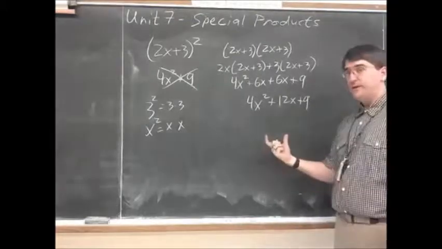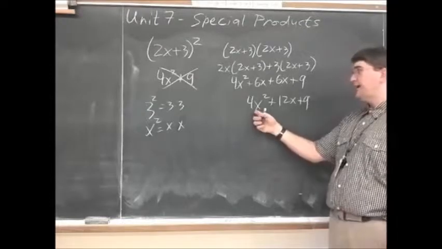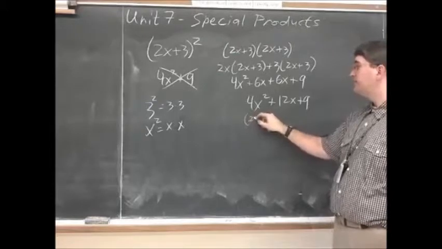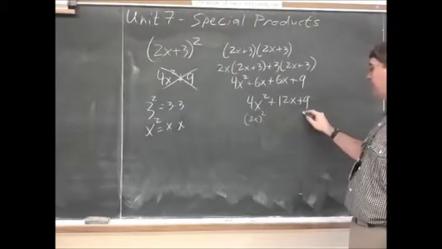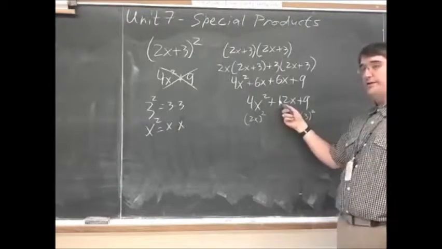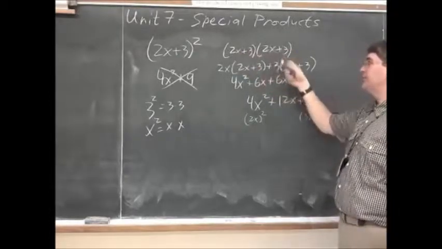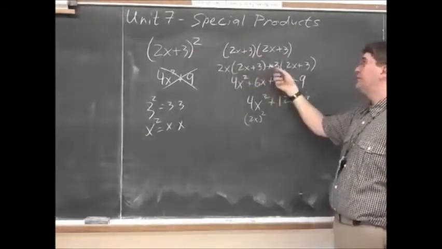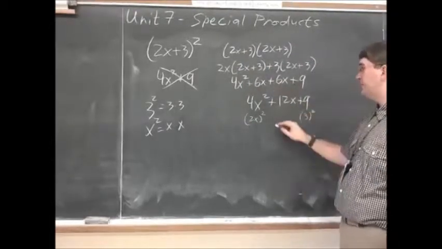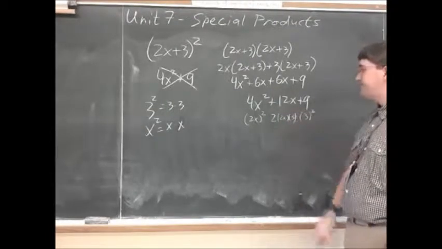Notice that we end up with some important looking things. We have the first thing squared, the square of 2x, on the left. We have the square of the 3 on the other side. And in the middle, we have twice the product of those two things. That's literally how we got that: we had 2x times 3 there, 3 times 2x there, and we ended up with two of those things. So we had 2 times 2x times 3.